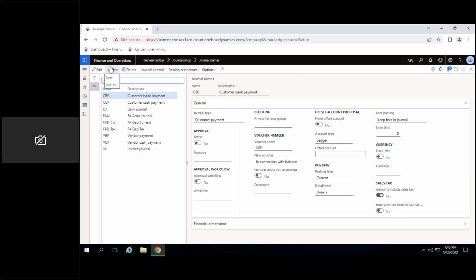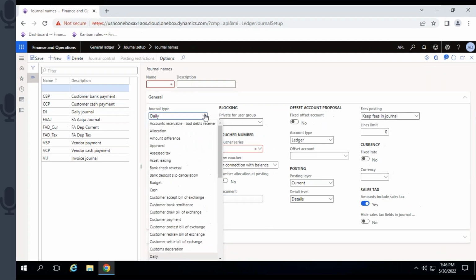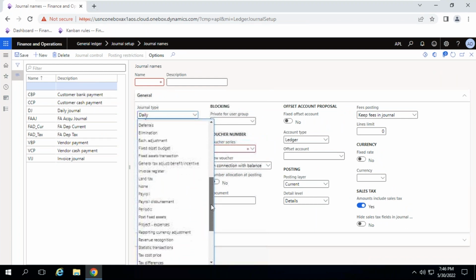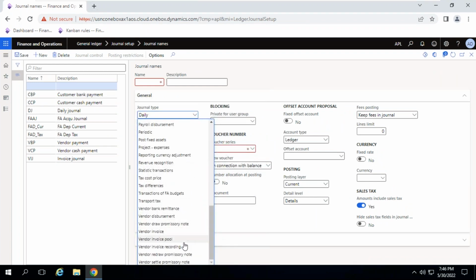While doing this, for journal names, we are using vendor invoice recording. Vendor invoice recording, this I have not used. Maybe earlier it was used, or maybe it is used for some other country-specific case. I'm not sure about this one, but vendor invoice recording means it is an invoice journal. Maybe whenever you are doing a purchase order invoice or pending invoice, internally it is locked to this account. I'm only predicting, I'm not sure.